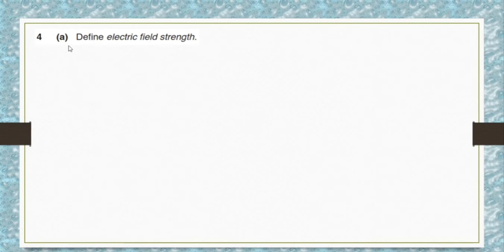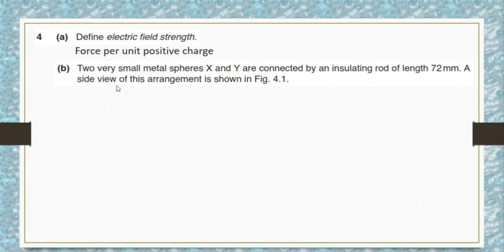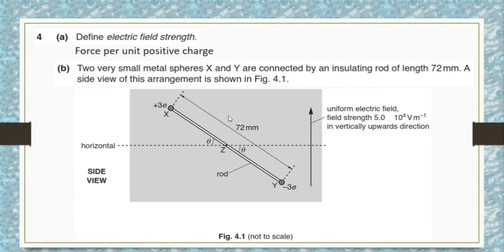Number 4. A. Define electric field strength. Electric field strength is force per unit positive charge. And B. Two very small metal spheres X and Y are connected by an insulating rod of length 72 millimeters. A side view of this arrangement is shown in figure 4.1.